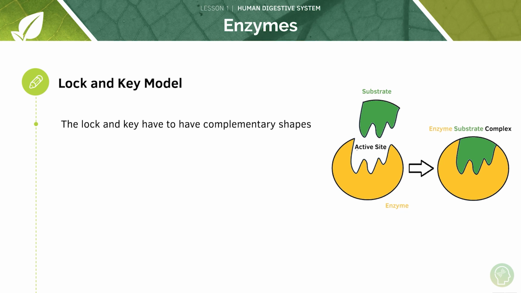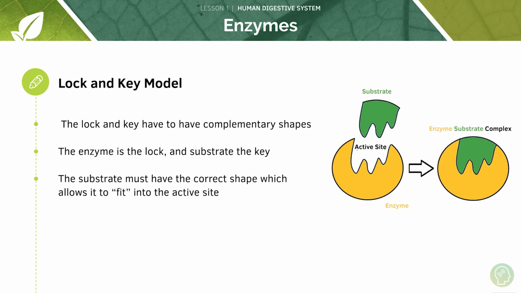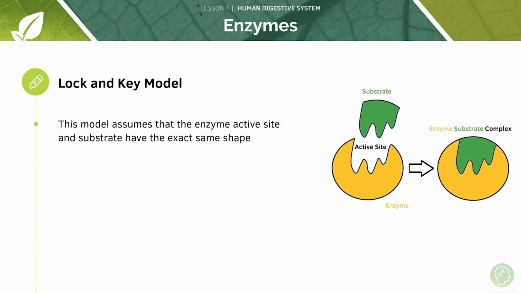The substrate has to have a specific shape. The substrate is the key, the enzyme is the lock. And the substrate must have this correct shape which allows it to fit into the active site of the lock, which is the enzyme. But there are some problems with this model, because it assumes that the enzyme active site and substrate have the exact same shape, and no change occurs when they bind.